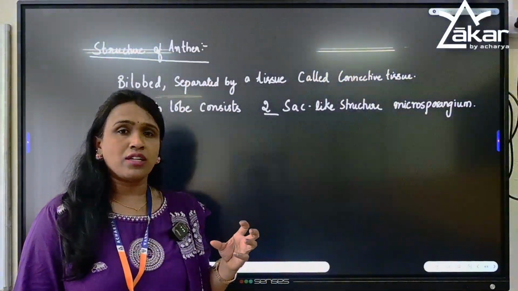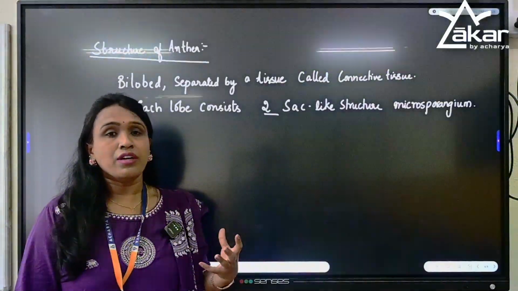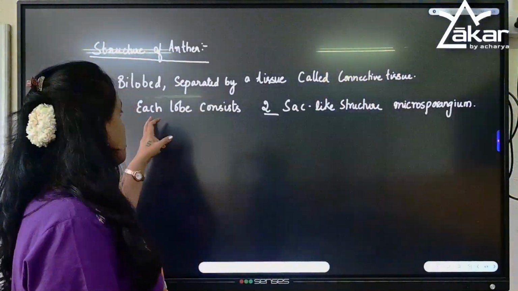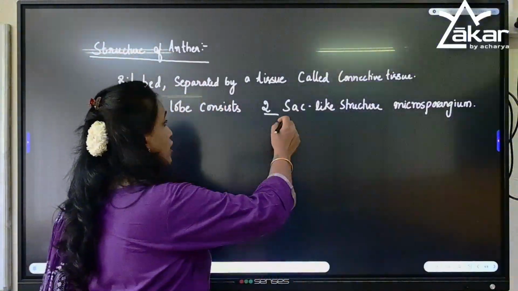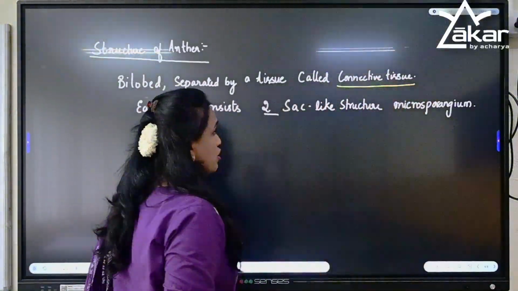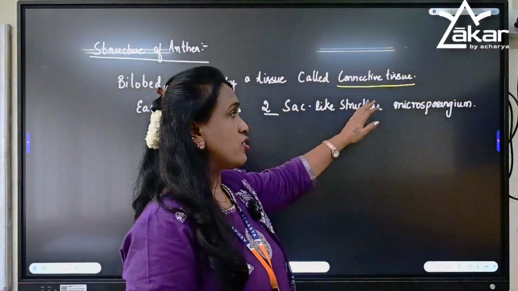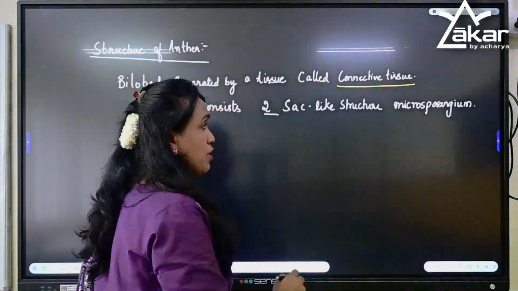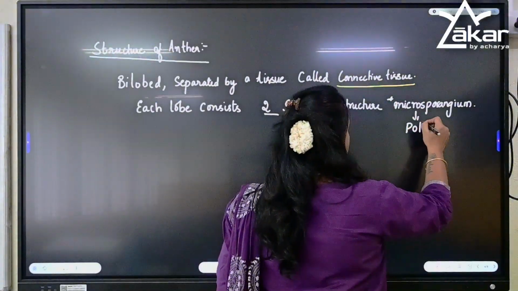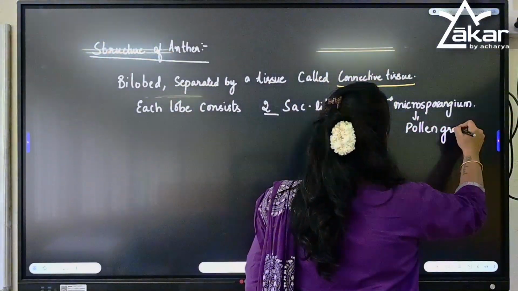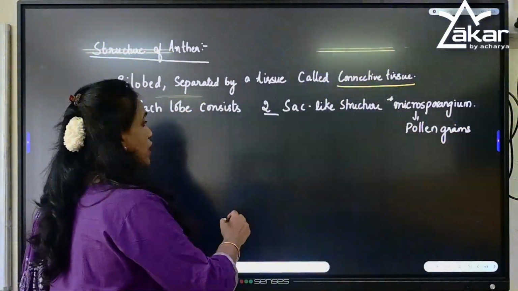So anther is a bilobed structure present at the distal end of the filament. So it is bilobed. Each lobe is separated by a tissue called connective tissue. Each lobe contains two sac-like structures called microsporangium. It is in this microsporangium that pollen grains are produced.